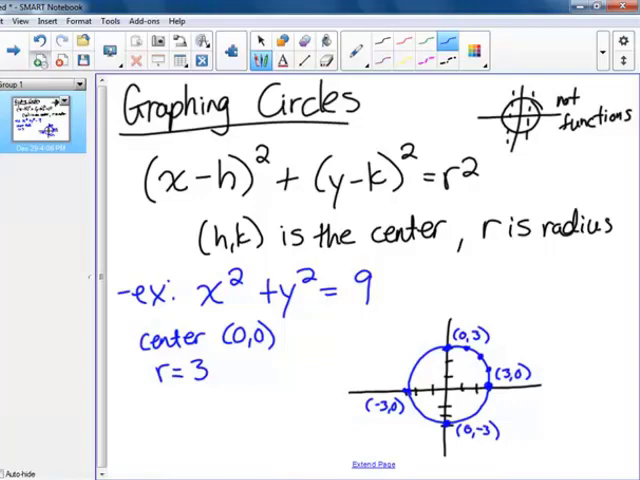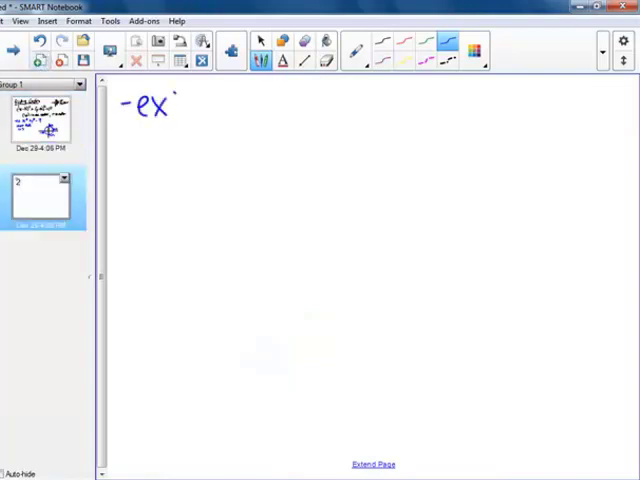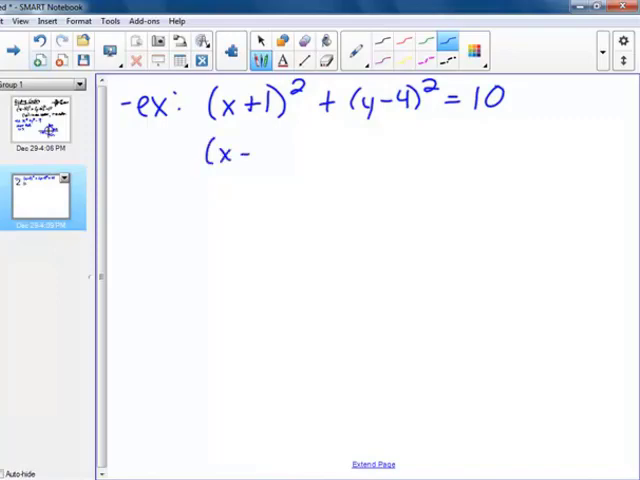Let's do one that's not centered around (0, 0). How about (x plus 1) squared plus (y minus 4) squared equals 10. Now here, it's not exactly in the format because it's a plus. So if I want to think about this, how would I make this a minus? x minus, I'd have to change it to negative 1 to be the same thing. So if you want to rewrite it like that, sometimes that helps.